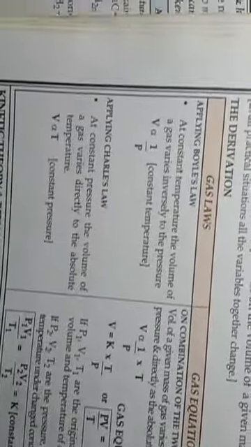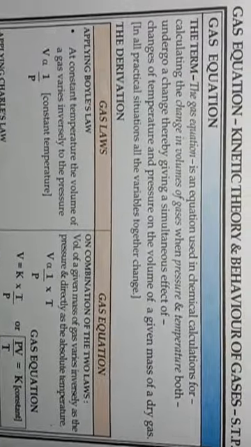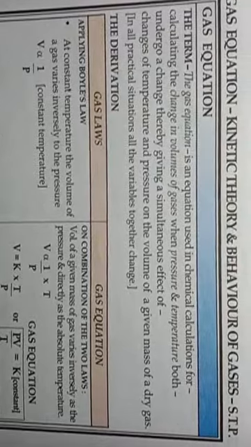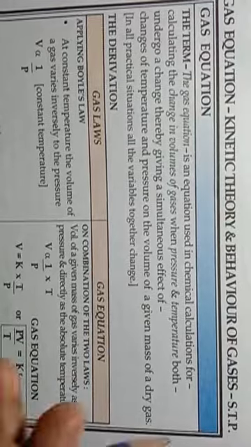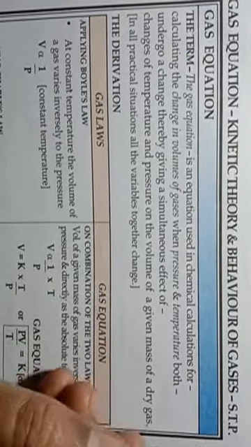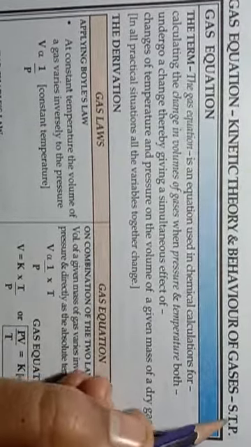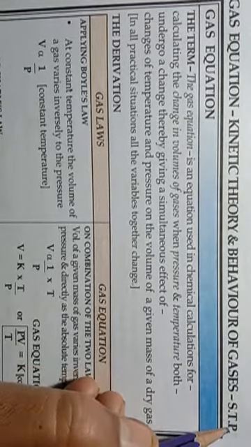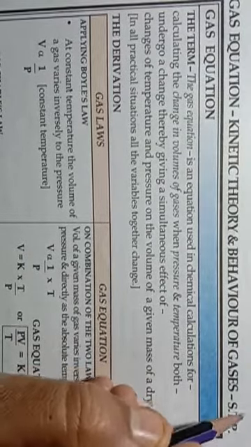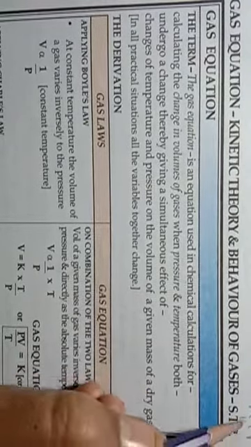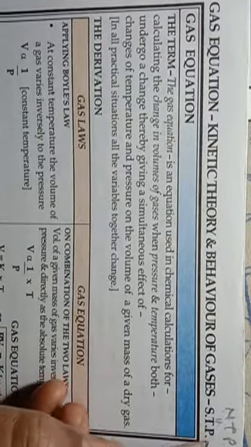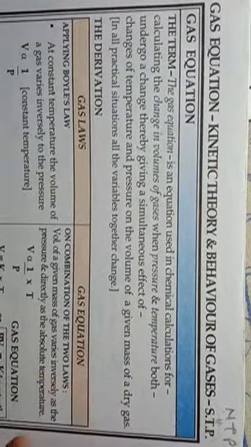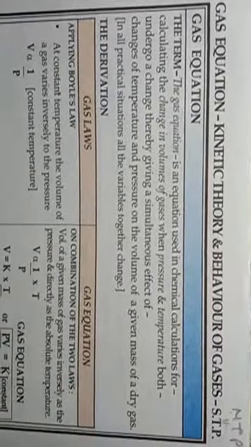Come to the last page of this chapter. The topic is gas equation, kinetic theory and behavior of gases. STP, standard temperature pressure. The value of any gas at STP is also equal to NTP, normal temperature pressure. NTP means normal temperature pressure and STP is standard temperature pressure. Okay, so the values at STP are also equal to the values at NTP.